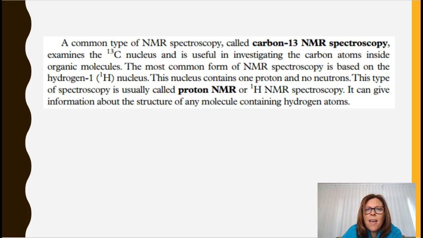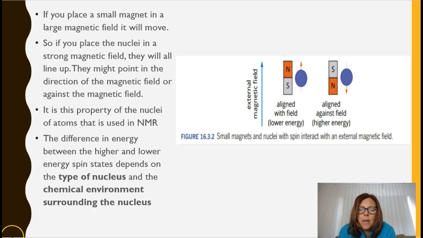We'll talk about this a little bit more in class then. NMR spectrum.